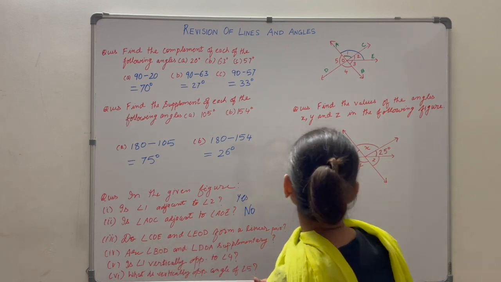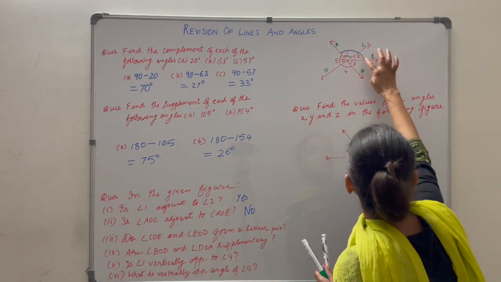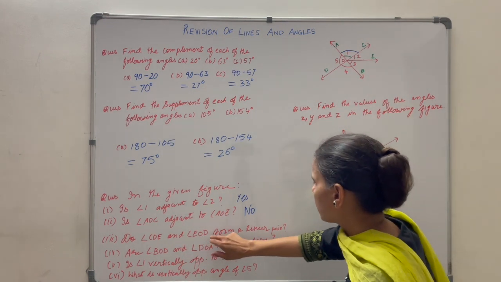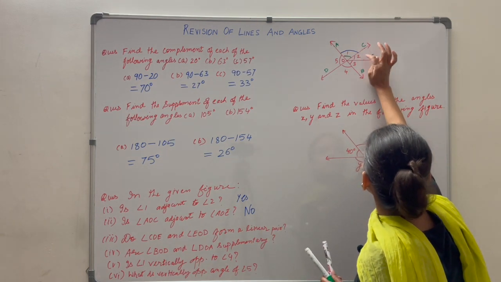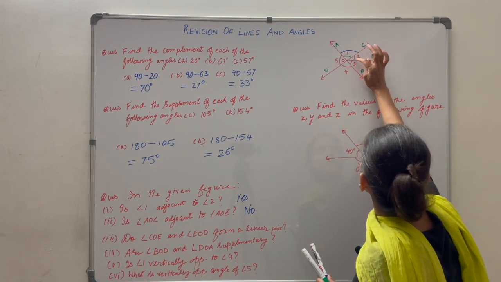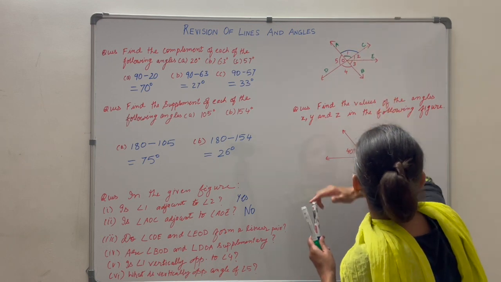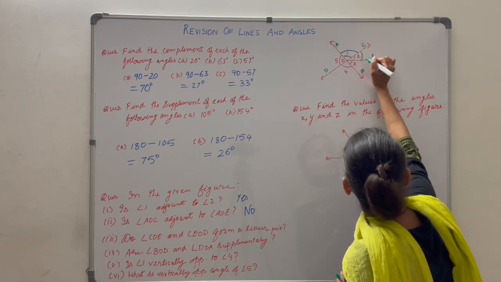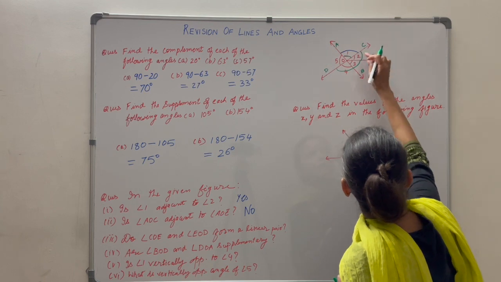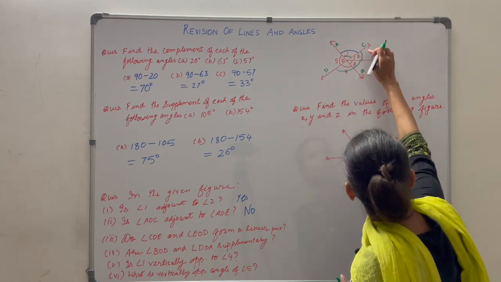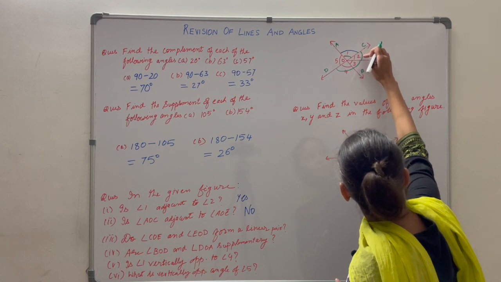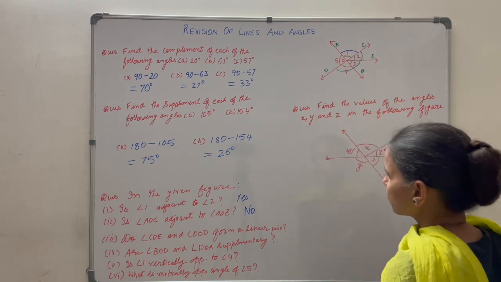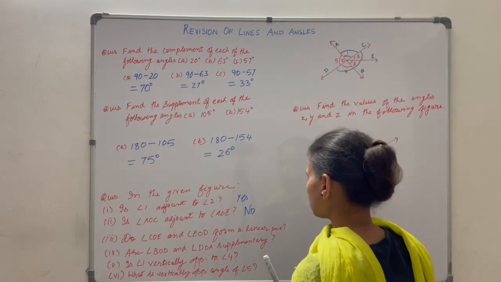Do angle COE, where is COE? COE is just angle 2. Do COE and EOD form a linear pair? COE is here and EOD is here. I'll mark this with the green pen. This is COE and this angle is EOD. They form a linear pair because they add up to 180 degrees. COE and EOD, their summation is 180 degrees. So they form a linear pair. The answer is yes.